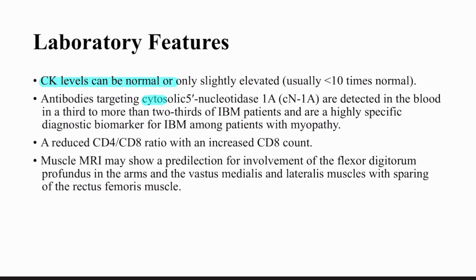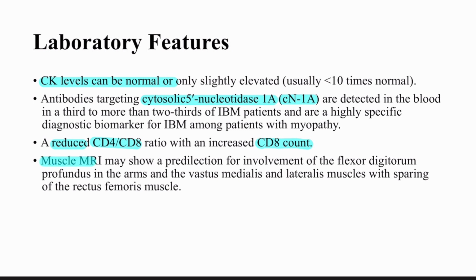Very important to understand is the antibody. The antibodies target cytosolic 5' nucleotidase 1A, short form CN1A. Very important. It is seen in more than half of the IBM patients. The CD4 to CD8 ratio is reduced, and CD8 count is increased. There is involvement of cellular and humoral immunity: autoantibodies are formed, as well as CD8 cells directed towards the self antigens.